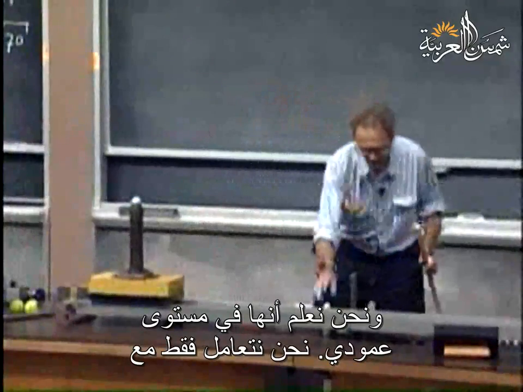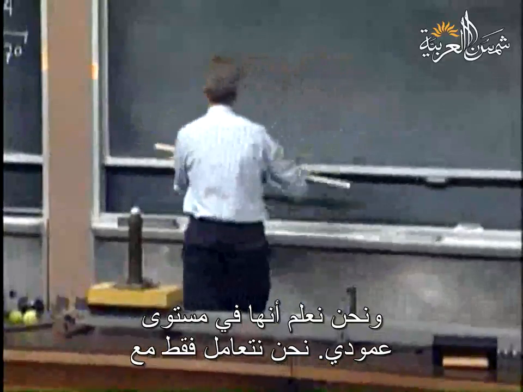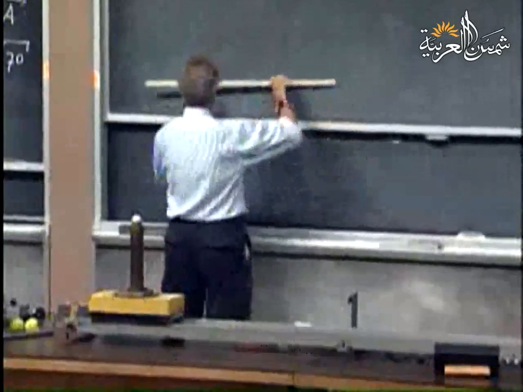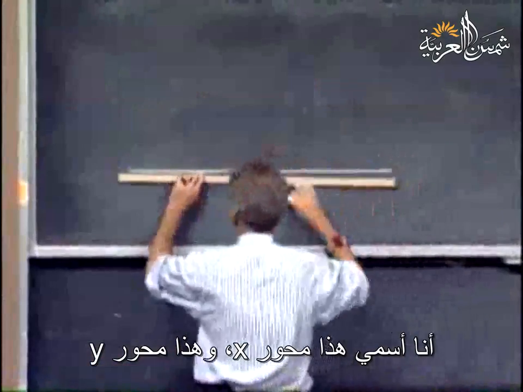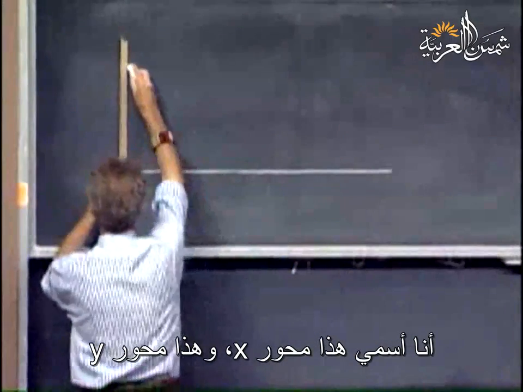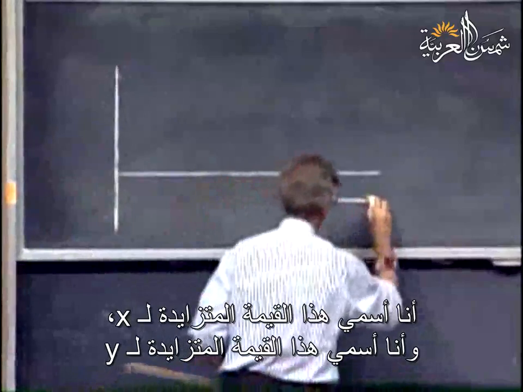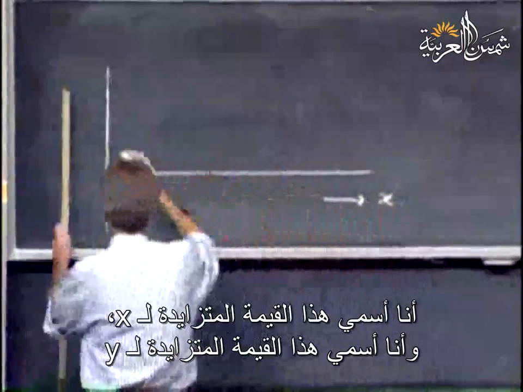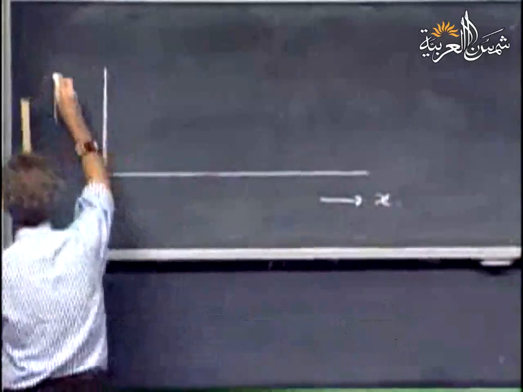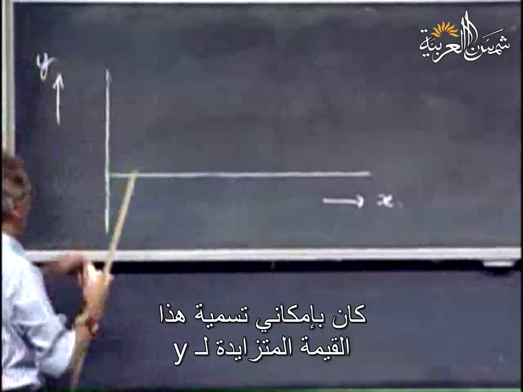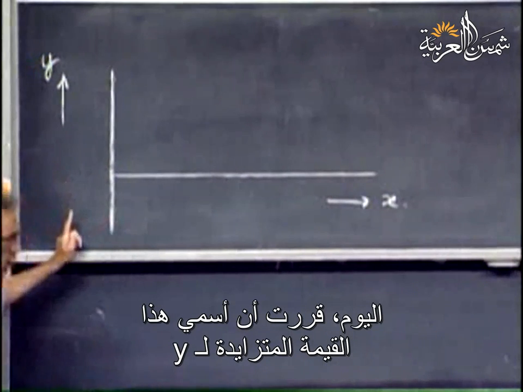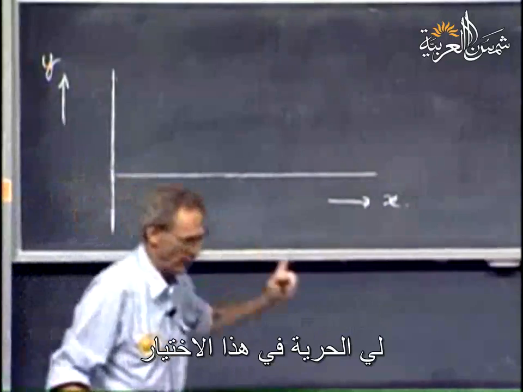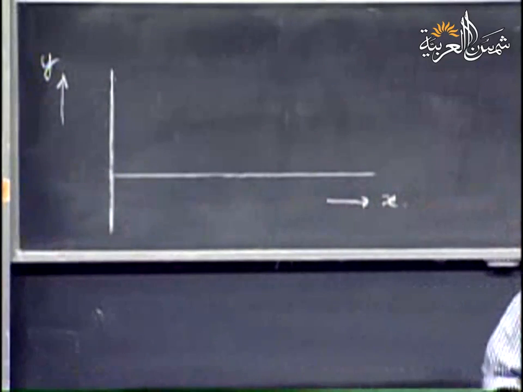And we know that it's in the vertical plane, so we only deal with a 2-dimensional problem. This being, I call this my x-axis, and I'm going to call this my y-axis. I call this increasing value of x, and I call this increasing value of y. I could have called this increasing value of y. Today I've decided to call this increasing value of y. I'm free in that choice.